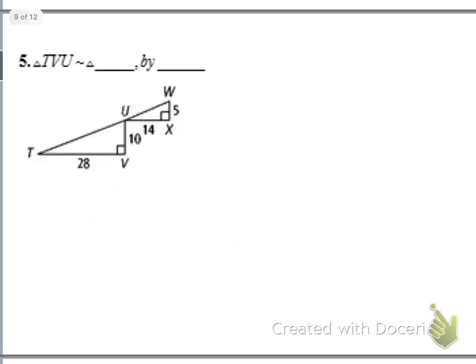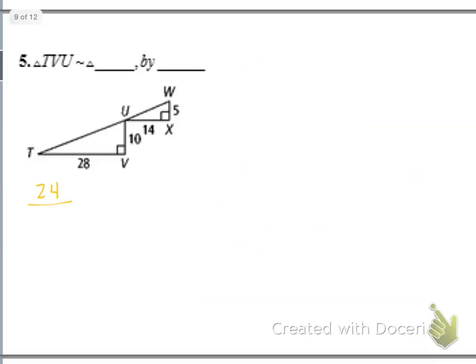Okay, my next one looks like we don't have vertical angles, so we can't mark those congruent, but it looks like we both have right angles in them. So we have one angle, and I can't get any other angle, so let's check our sides to see if we have proportional sides.